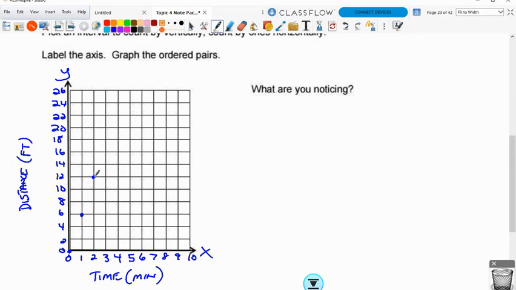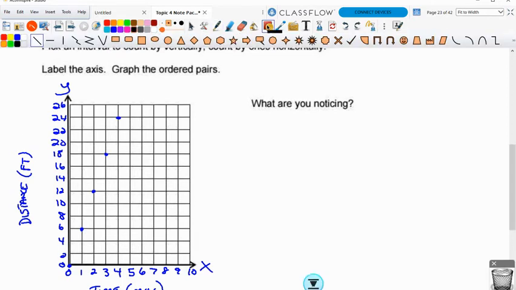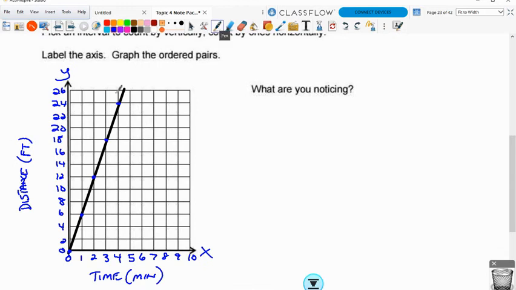Our third point was at 3, 18. So I'm going to move to the right 3 units and then up 18, which is right here. And then finally, I was at 4, 24, so I'm going to move to the right 4 units and then up 24 units, which is this point right here. And now we're going to draw a line. So I'm going to use my line tool here, and I'm going to connect all of my points with a nice straight line, go through that last point, and then don't forget to put an arrow on the end.